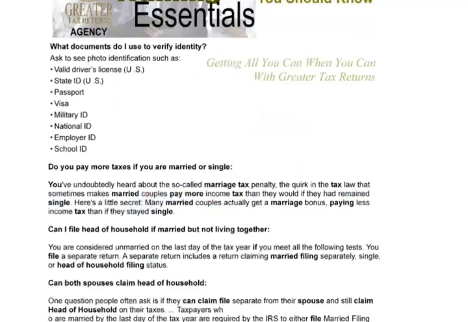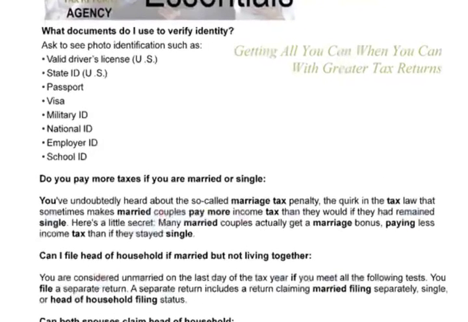What documents do I use to verify identity? Again, I mentioned the driver's license or state ID, which are the top two. You have others: a passport, a visa, a military ID, a national ID, an employer's ID, and a school ID. All of those are good. But for the most part, most people have a driver's license and/or state ID.